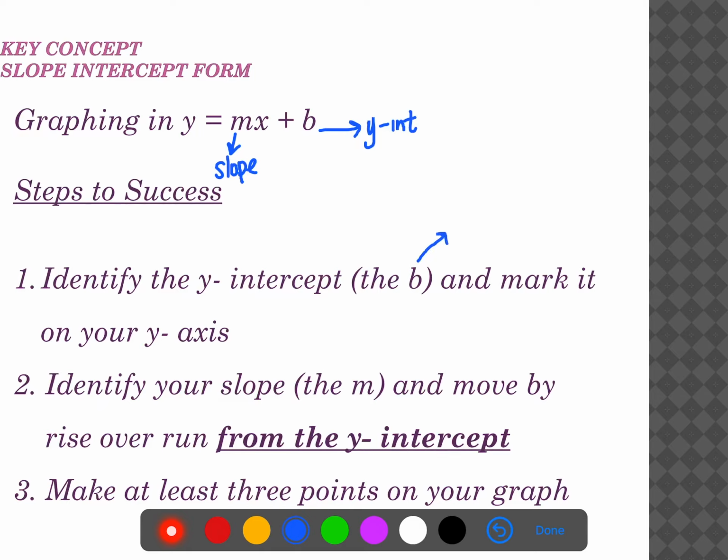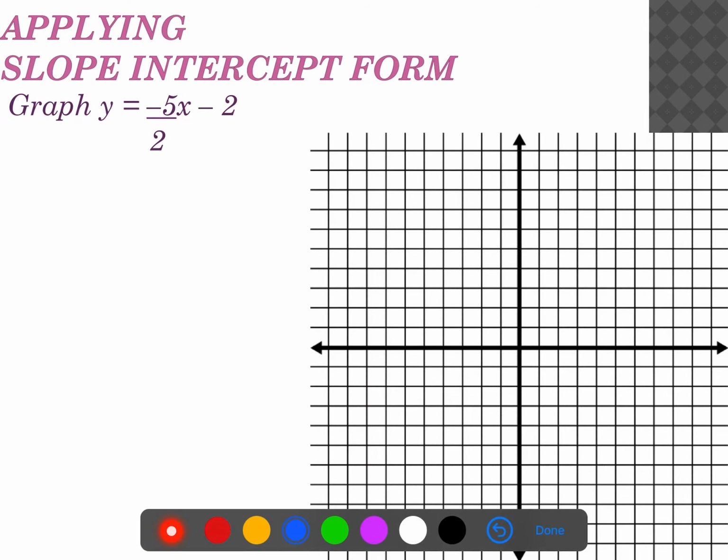Okay, so you're going to begin at the b value. You're going to begin your graph at the b value. That goes on the y-axis. And then you are going to move with your slope. You're going to do rise over run from your y-intercept. You're going to make at least 3 points on your graph. You may want to make more though.